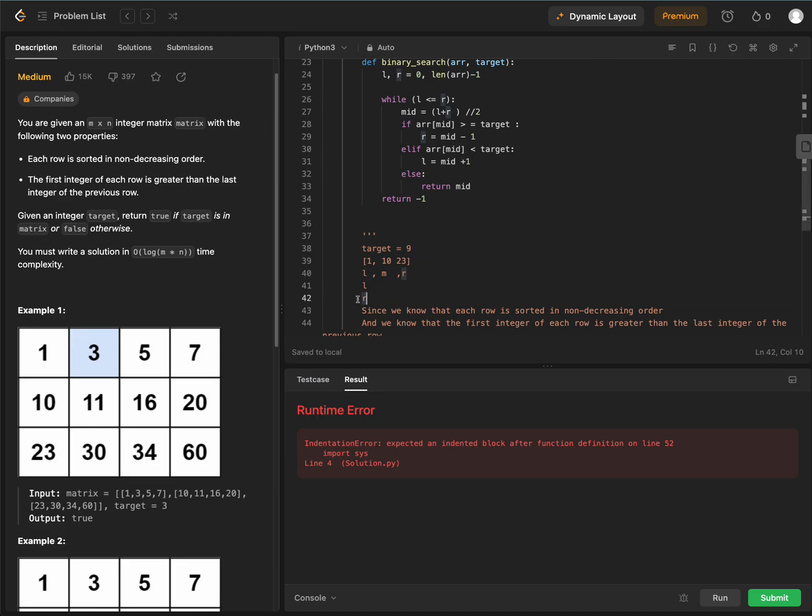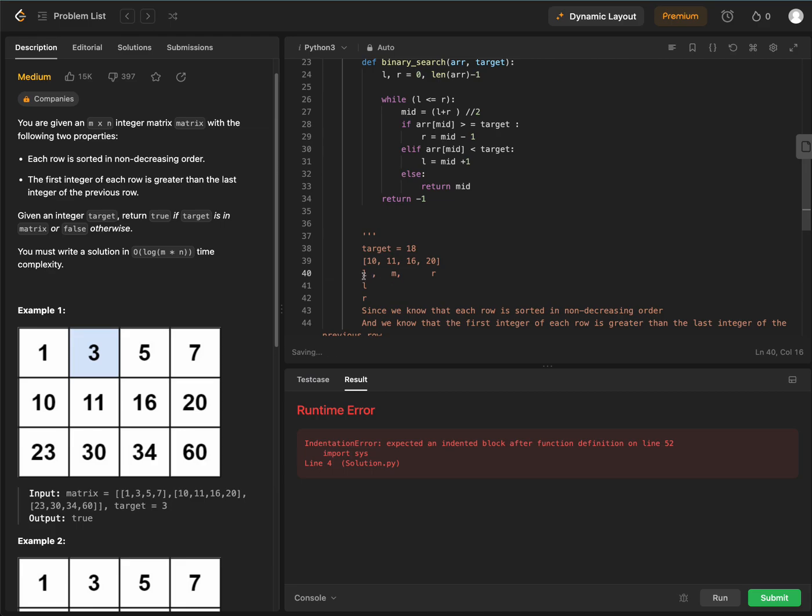Let's try with a larger example. Perhaps let's try with 10, 11, 16, and 20. And assuming our target is 18, right? Let's assume our target is 18. And we have left, and we have right here, and we have middle. So 0, 1, 2, 3, 0 plus 3 divided by 2, it's integer division, we get 1. So it's rounding down, we have middle, that's 11, right?